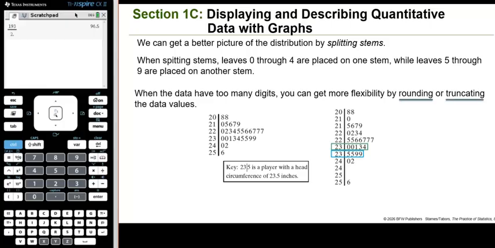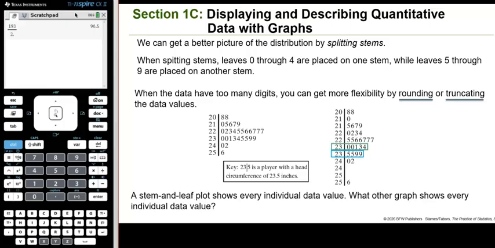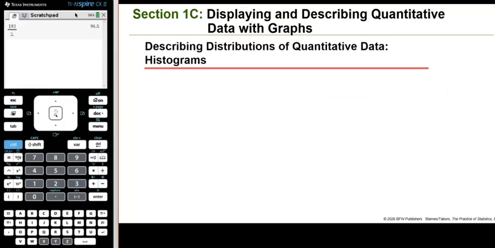You can round or truncate. That's okay to do sometimes. Truncate means to cut it off without worry about rounding. A stem-and-leaf plot shows every individual data value. The only other graph that shows that is the dot plot. So dot plots and stem-and-leaf plots actually show every single value, which is kind of nice.